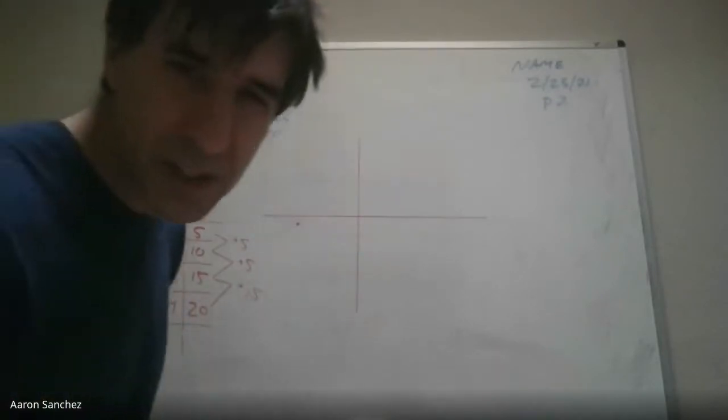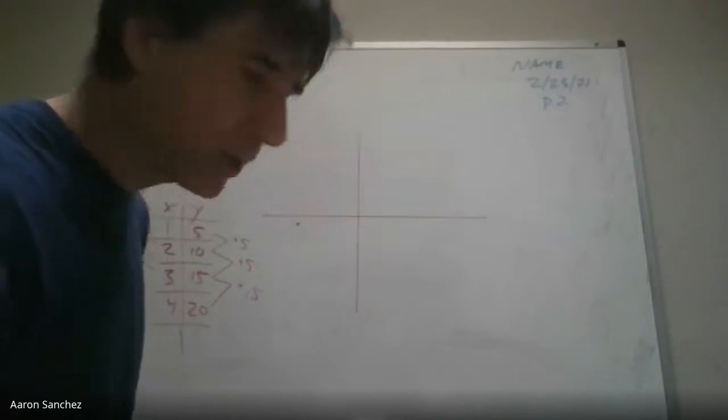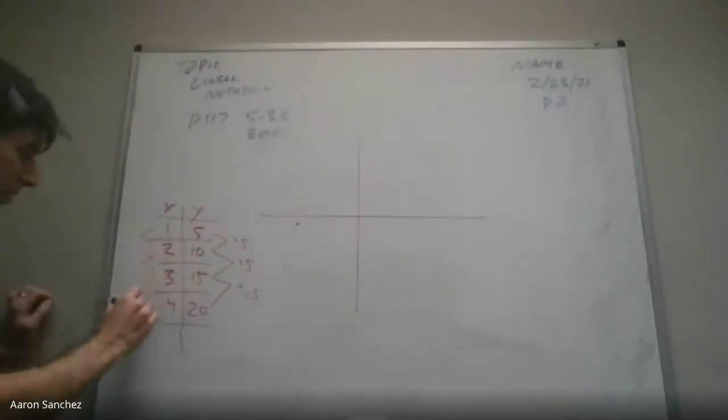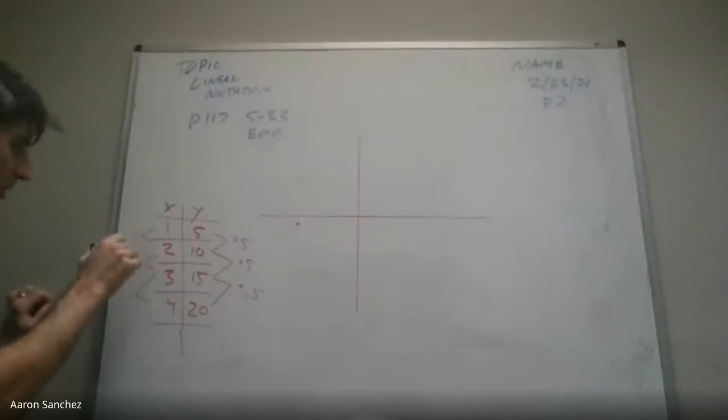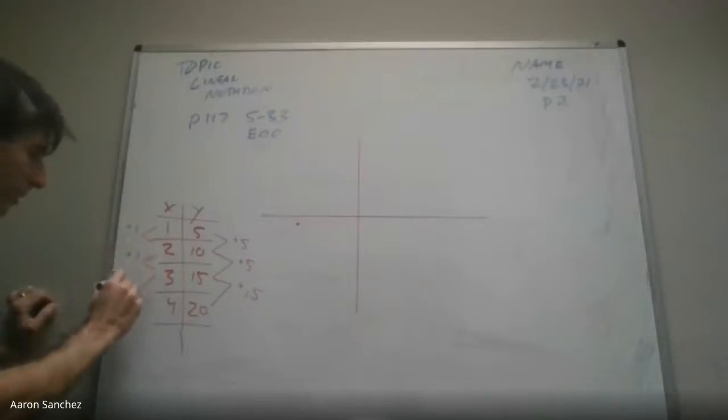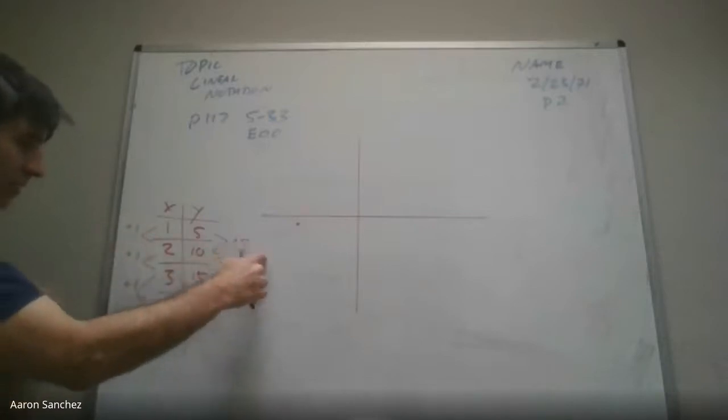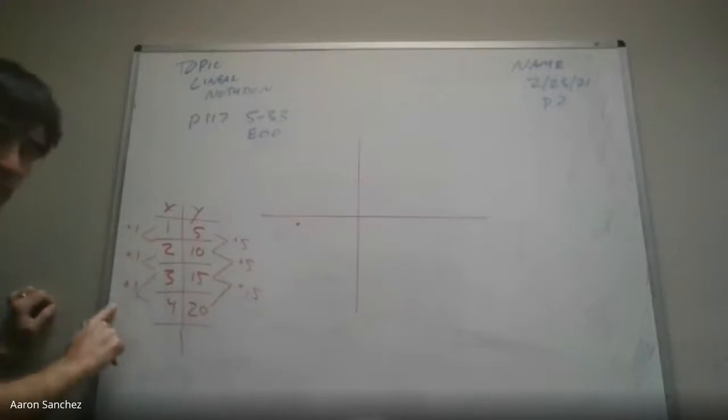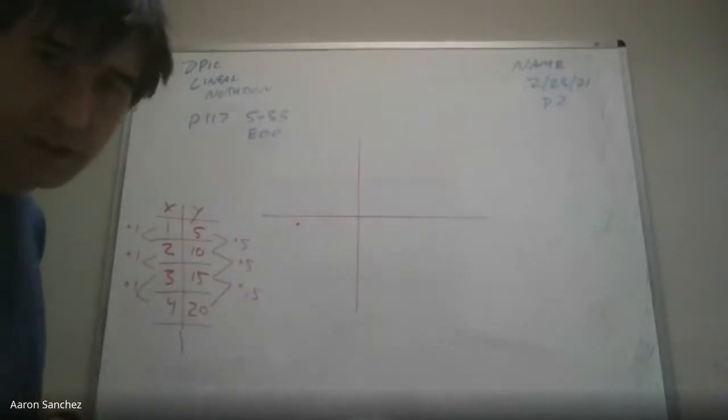Let's see. How about this? Noel, what are all these increasing by? From 1 to 2 to 3 to 4. 1. They're just increasing by 1. Now, if all of these are the same and all of these are the same, they are linear.